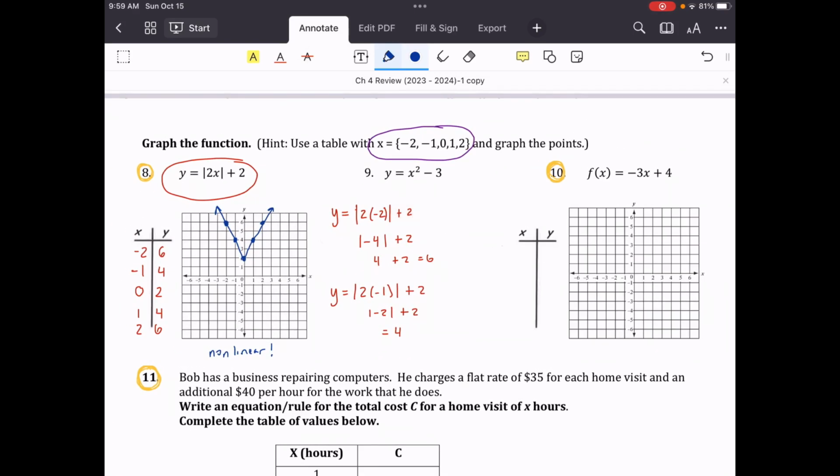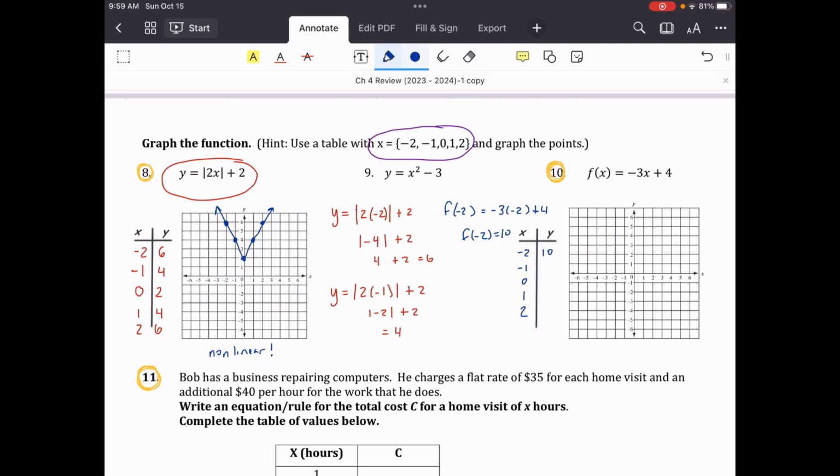Question 10 is done the same way. You're going to plug in values from -2 to 2 to see what your corresponding y values would be. And so in this case, you've got -3, and so we'll just do the first one. So for -2, so f of -2, you've got -3 times -2 plus 4. -3 times -2 is a positive 6, plus 4 would be 10. So f of -2 in this case equals 10.